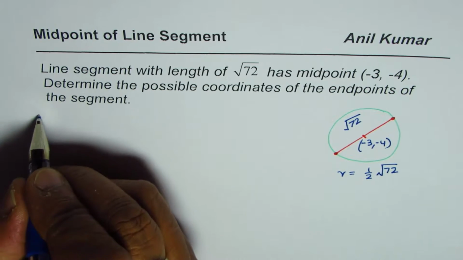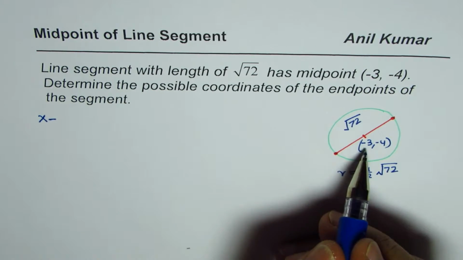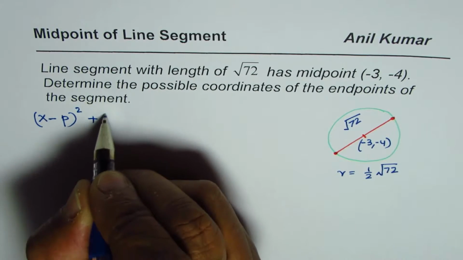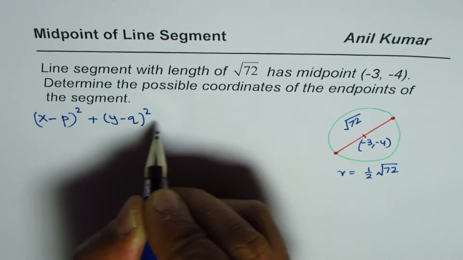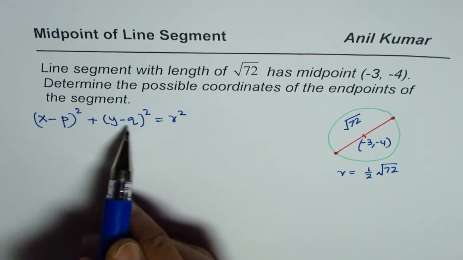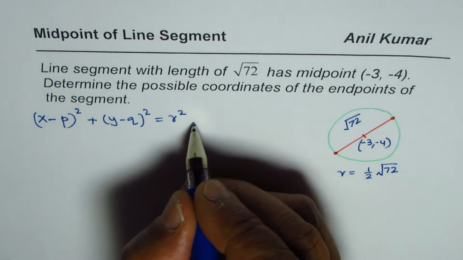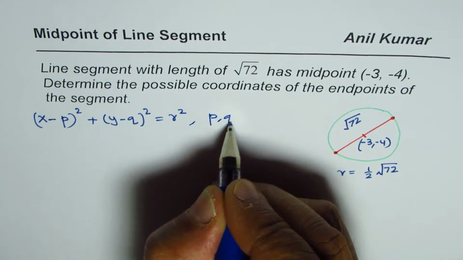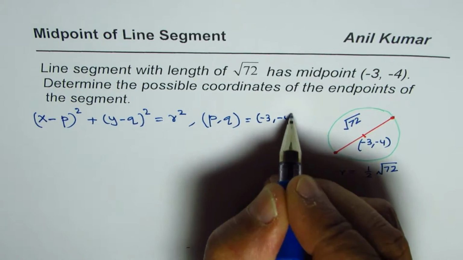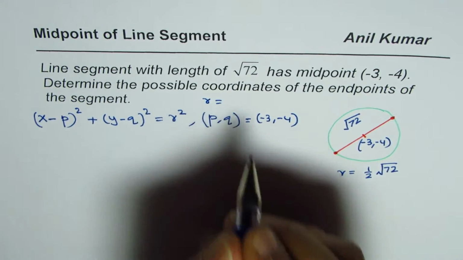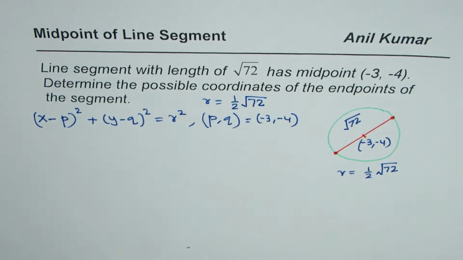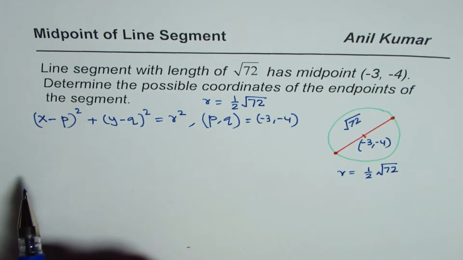The general equation is (x minus p) whole square plus (y minus q) whole square equals r square. So this is the general equation where p and q are the coordinates of the center. So in our case, p, q are given to us as -3, -4, and r is given to us as half of square root of 72. So radius is half of diameter. Let us substitute these values here.